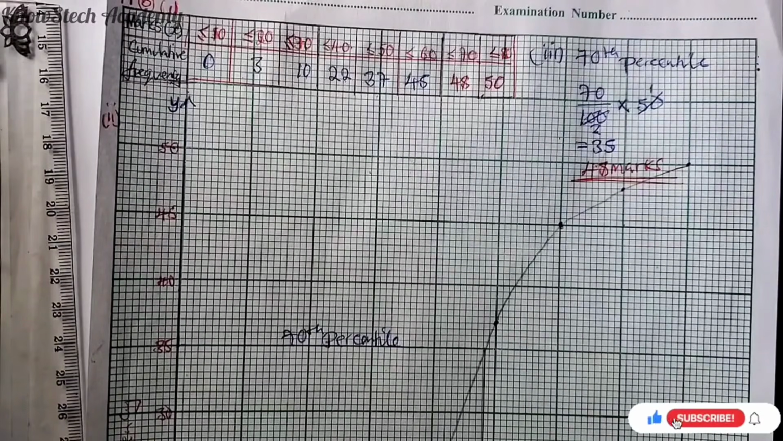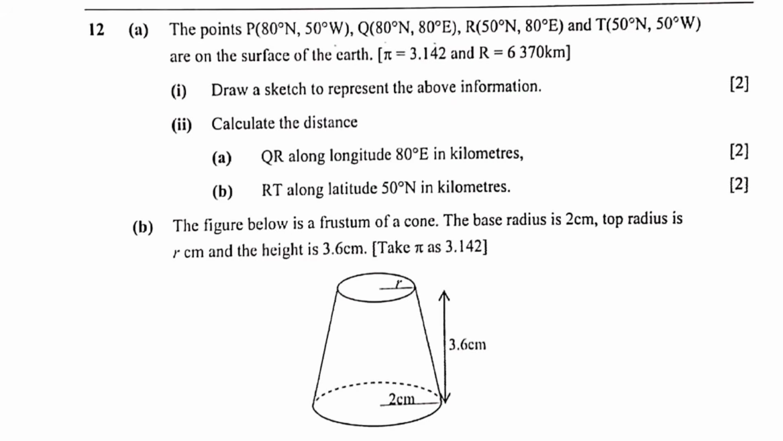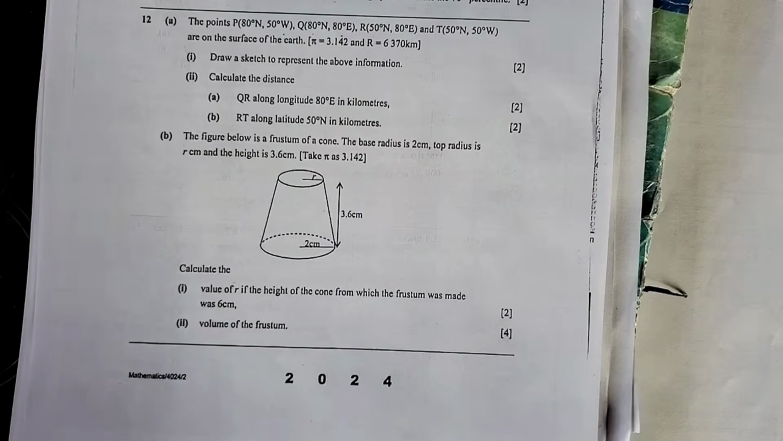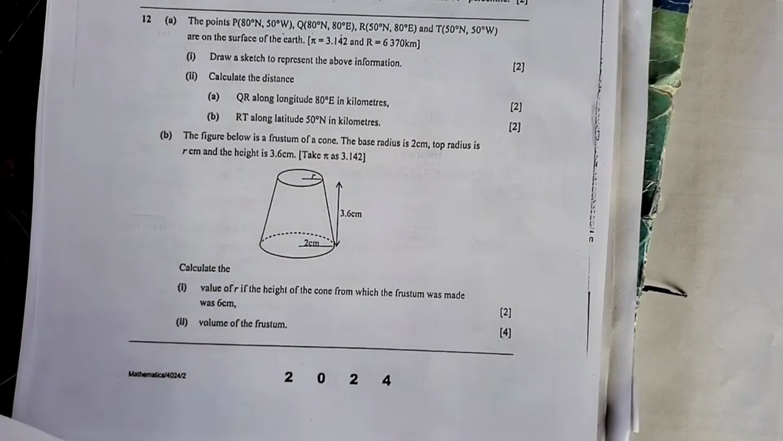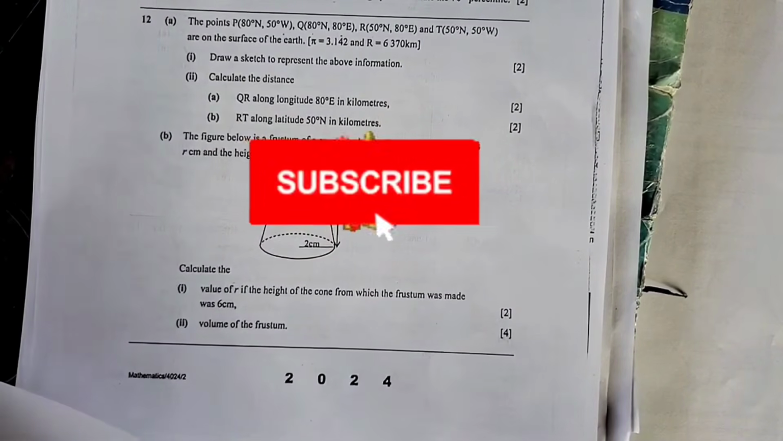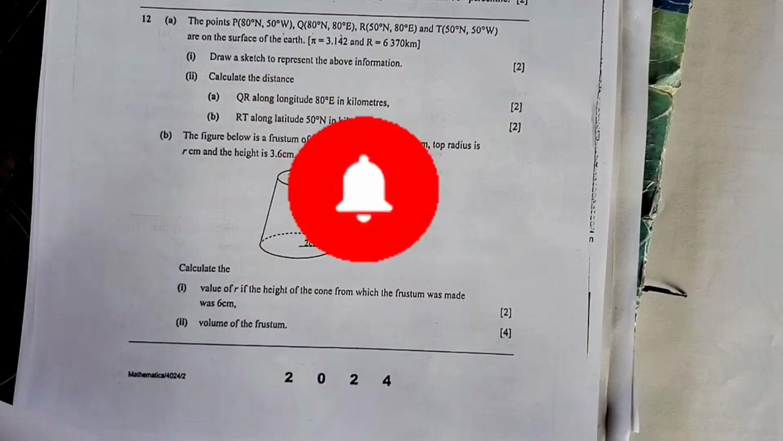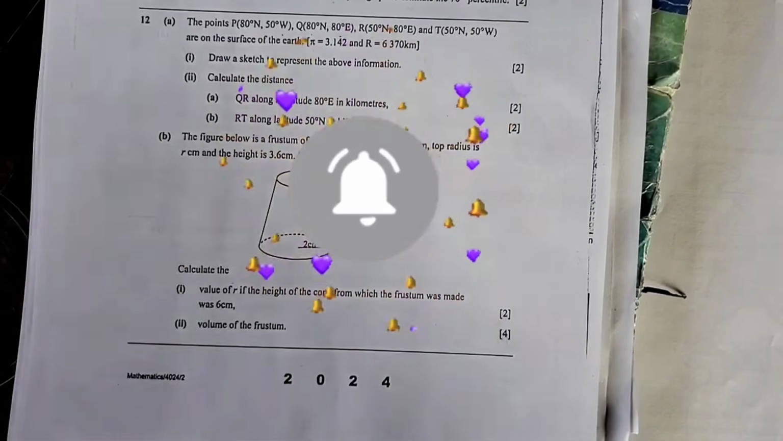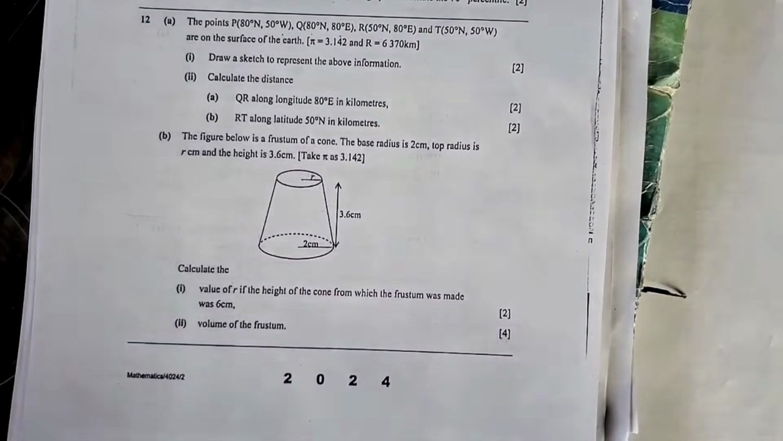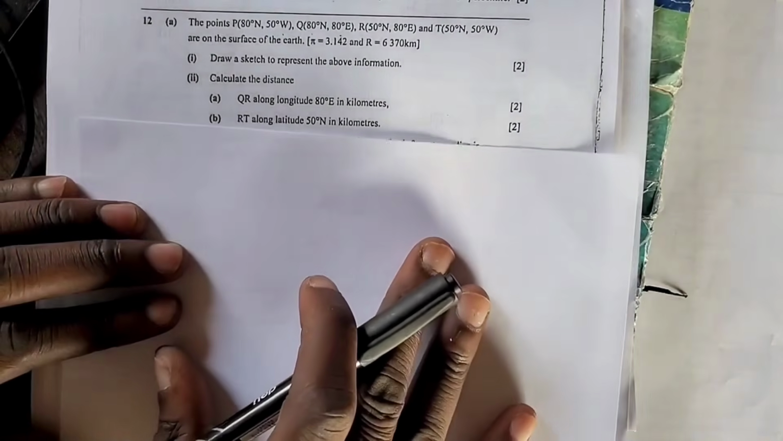Okay, so let's solve question 12, 12A and B. Just question 12, the whole of it. Now question 12 is a combination of two topics, earth geometry and mensuration. Very good. So let's start with the first one.